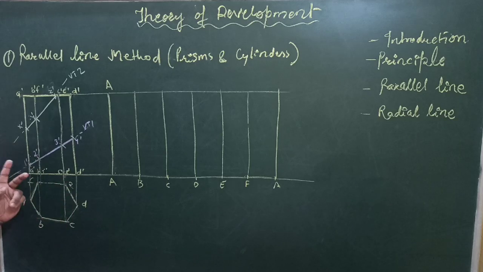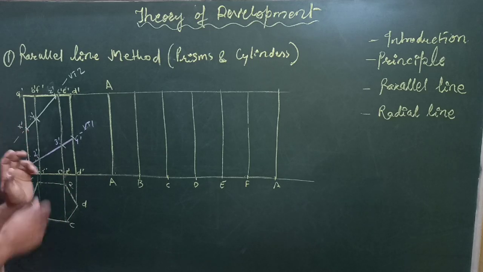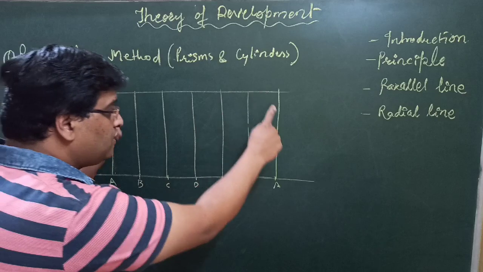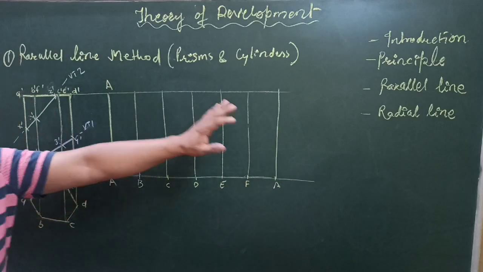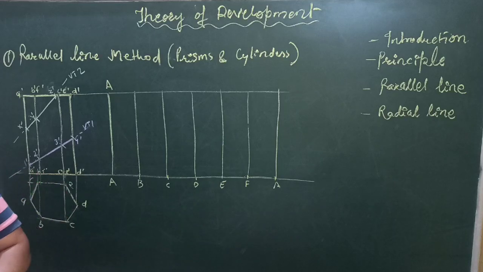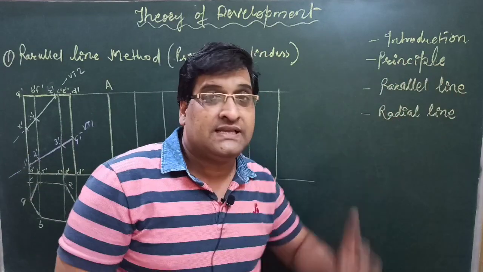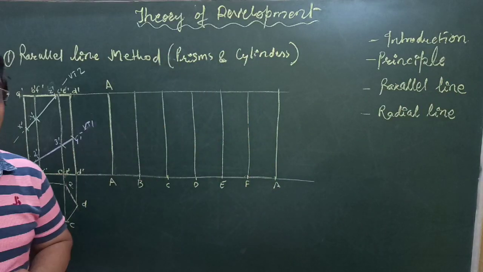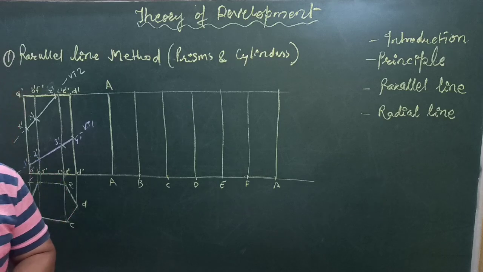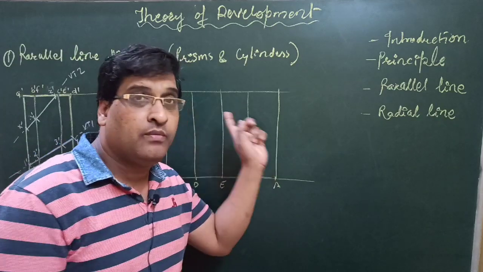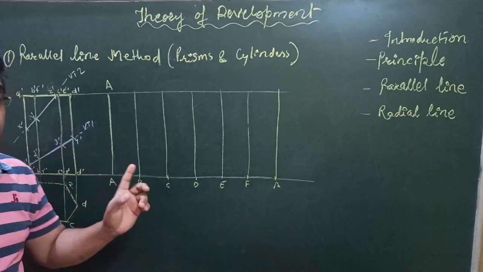When I talked about that, if I cut it and open it like that, I am putting this surface on a flat surface so that the true shape of the surface will be visible to us. So the principle of development says that each and every line in the development must be a true length. Always remember, each and every line in the development must be a true length.